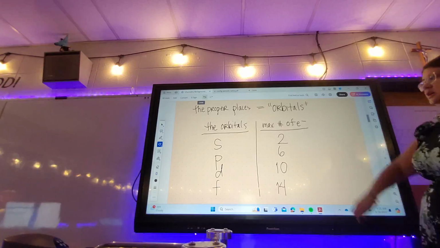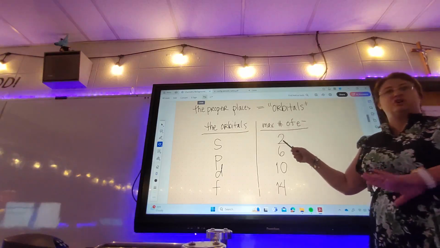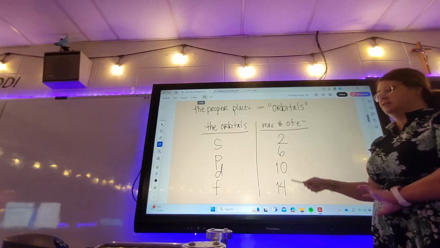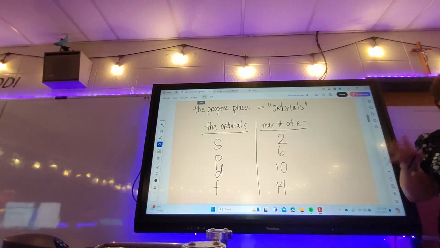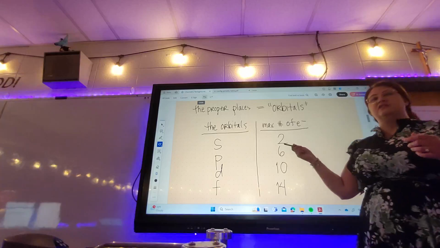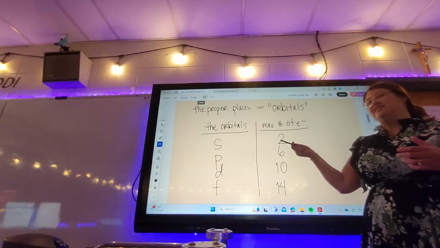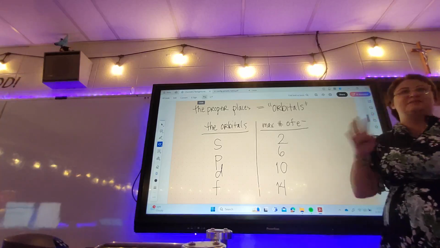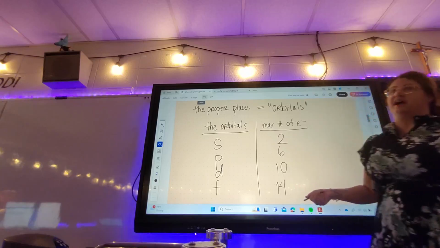Okay, so the S orbital can only have 2 electrons. It can't have any more than that. P can have 6, D 10, and F 14. You can think of these orbitals as different rooms of a hotel. Some rooms are small, right? They only have 2 beds. And then there are some rooms that can sleep a lot of people because they're really expensive and maybe cover the entire floor of the hotel. That would be like the F orbital.